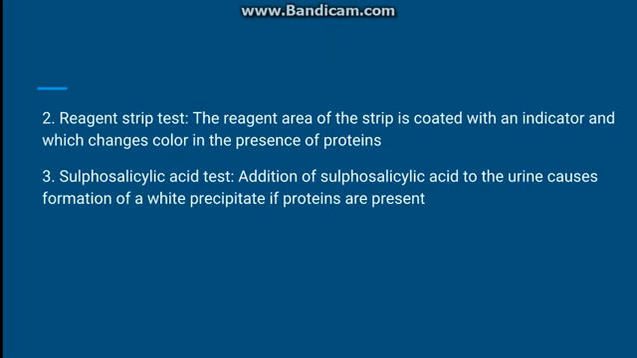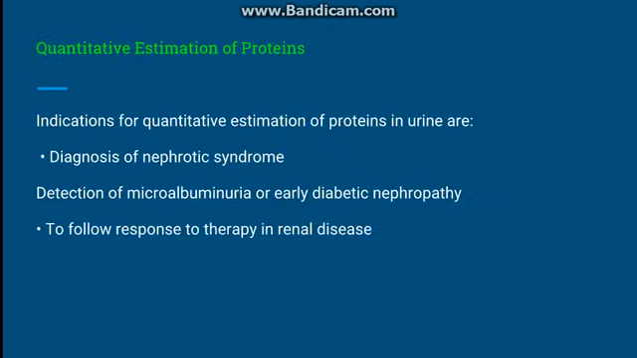Then the second test which we can use is the reagent strip test, which is most commonly used to check for the presence of proteins, because the strip is coated with an indicator which changes its color. Third is the sulfosalicylic acid test. Now sulfosalicylic acid, when added to a urine sample which has proteins, leads to formation of a white precipitate. Now this was about the qualitative estimation.